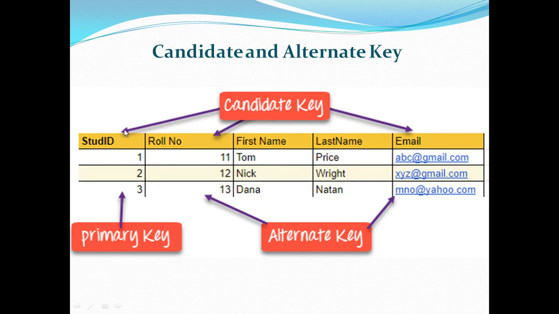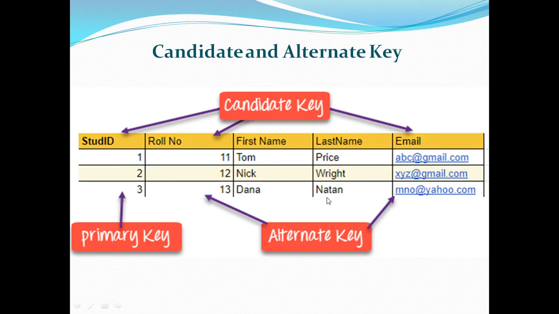Fine. The second thing, we said that in a table we can make only one primary key. So out of these three candidates, student ID, roll number, and email, we have made student ID the primary key. Fine. So now the next two, the roll number and email, those who are the candidate keys, which are not the primary key, they will become the alternate key.